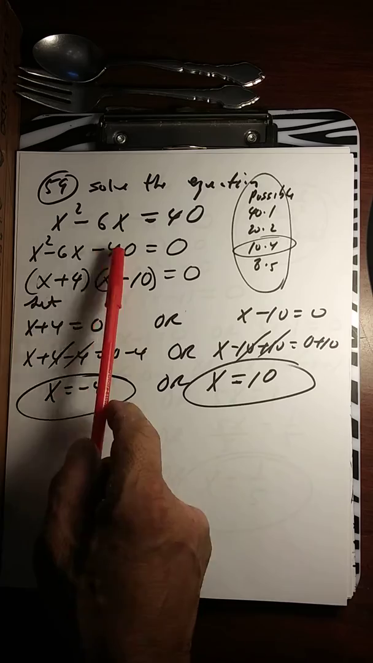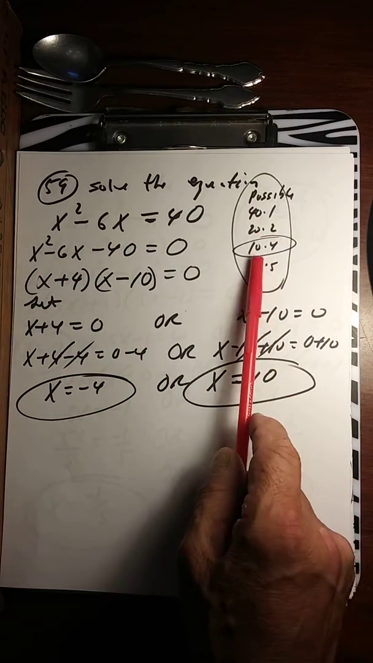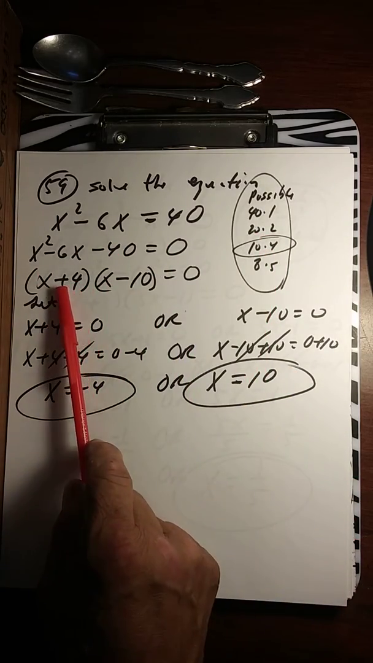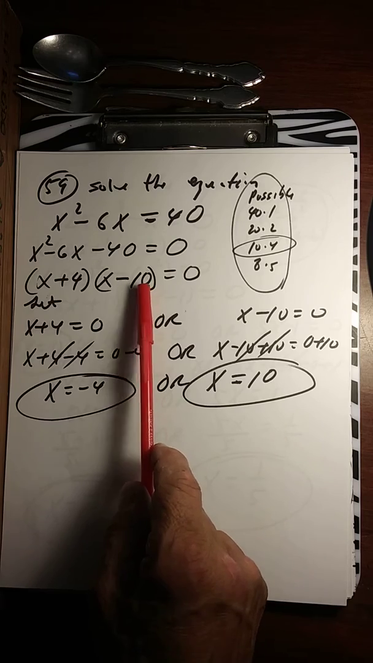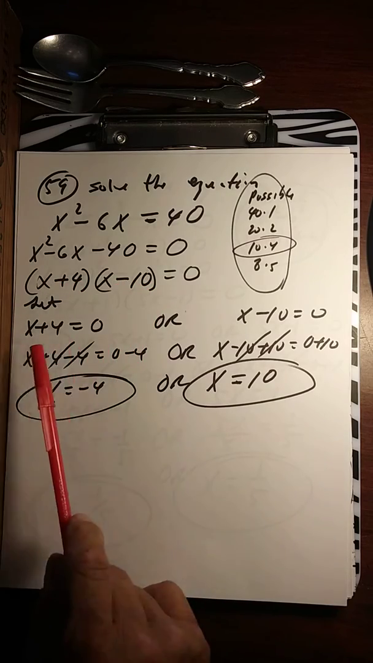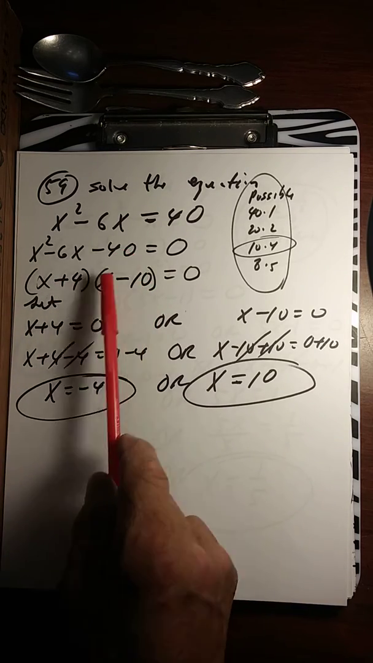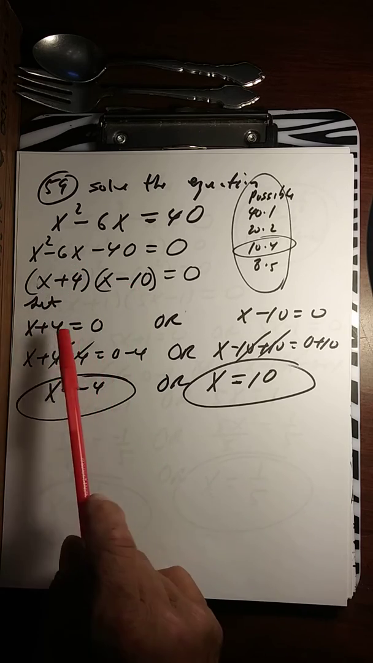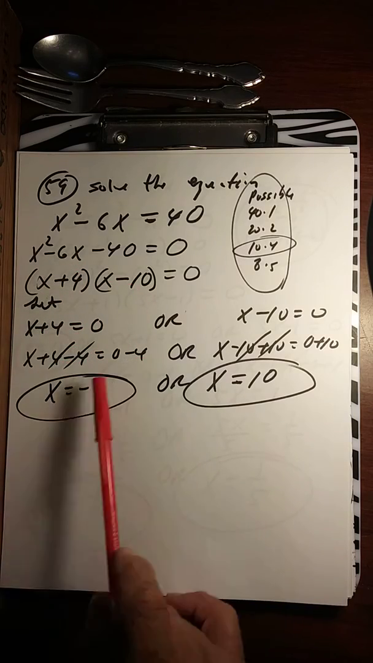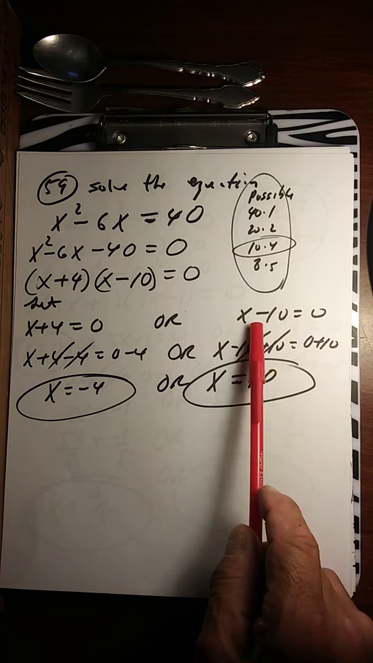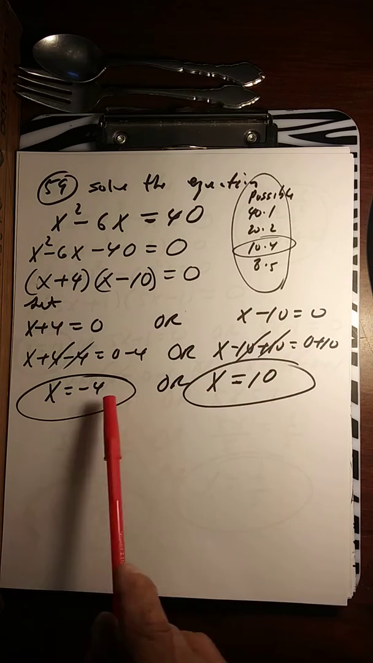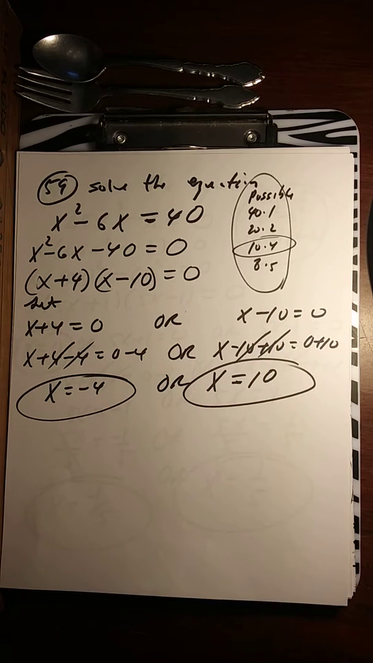Minus 40, bring it to this side. So now 40 is all these. I'm going to try these two numbers here. Plus 10, plus 4, minus 10. Plus 4, minus 10. Let's check it. Does that work? Yes. And that one now is negative 6. Okay. So x plus 4 is that. Minus 4 minus 4. x equals negative 4. Minus 10 plus 10. So x equals 10. So negative 4 and 10.